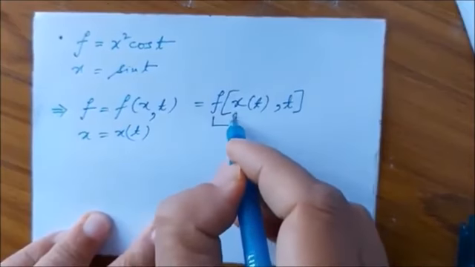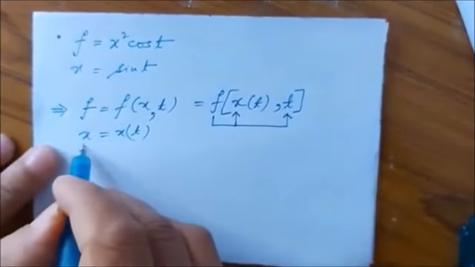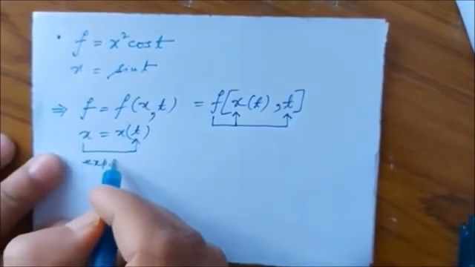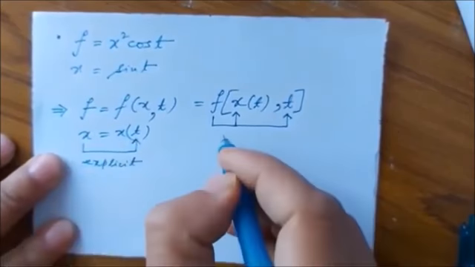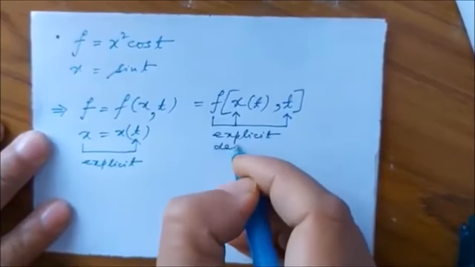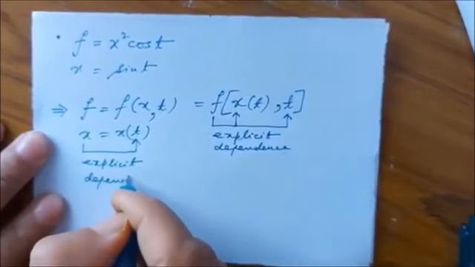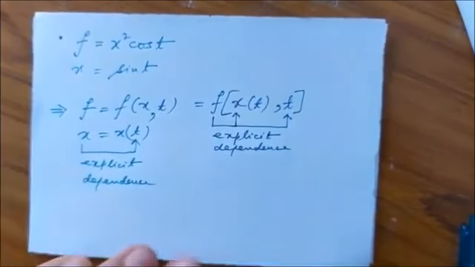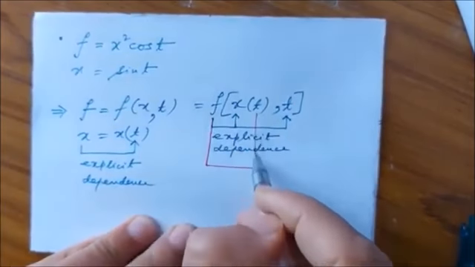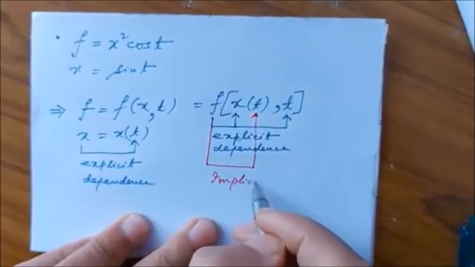So f depends upon x, f also depends upon t, and x depends upon t. And these dependencies are explicit dependence. And the dependence of f on t through x is an implicit dependence.